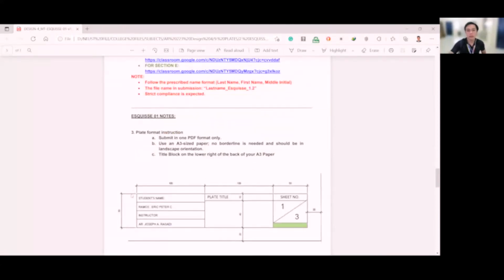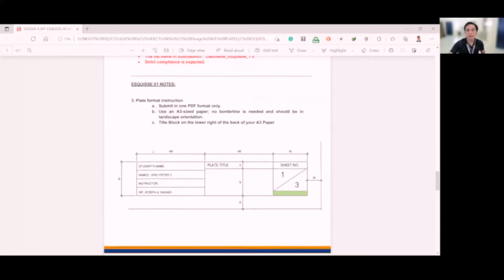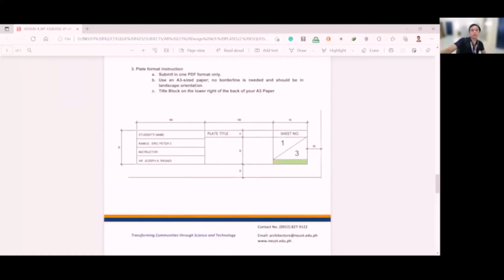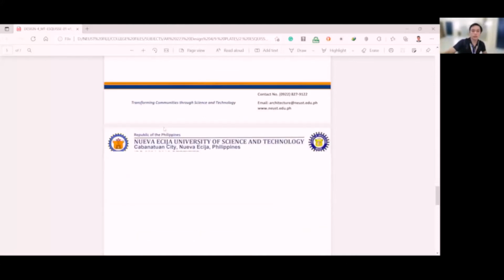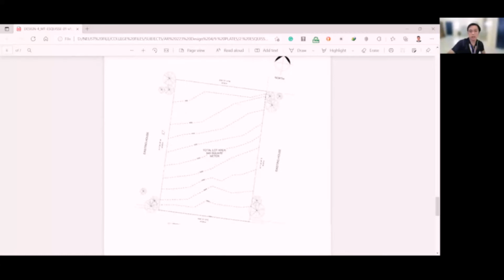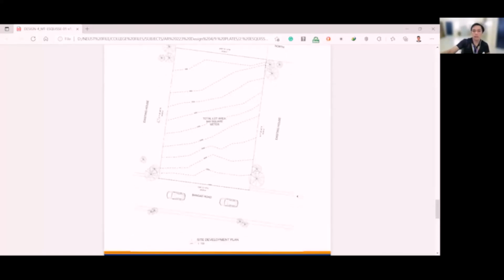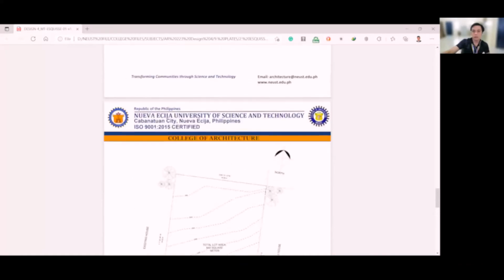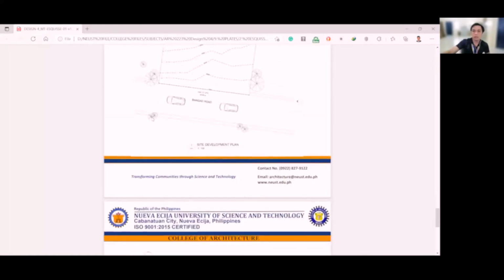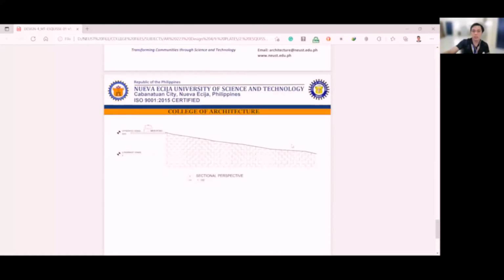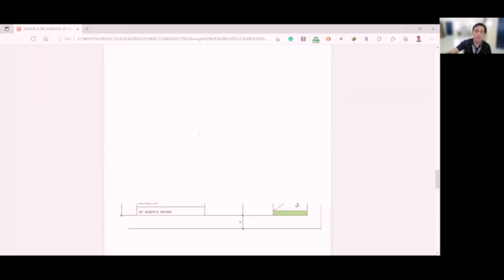Notes, so the name format should be like this. The title block is on the lower right back of your T3 paper. And then you no longer need to analyze this, so the site is already plotted. Okay, no problem. The slope is also plotted, so you have no problem in analyzing this.